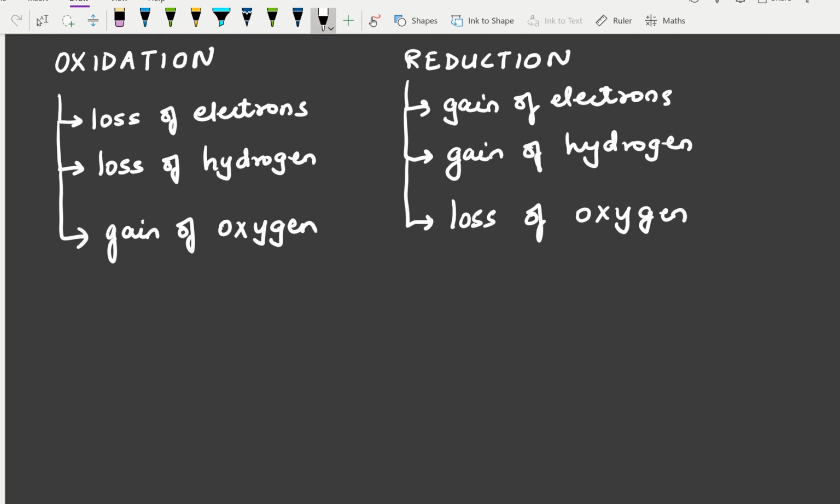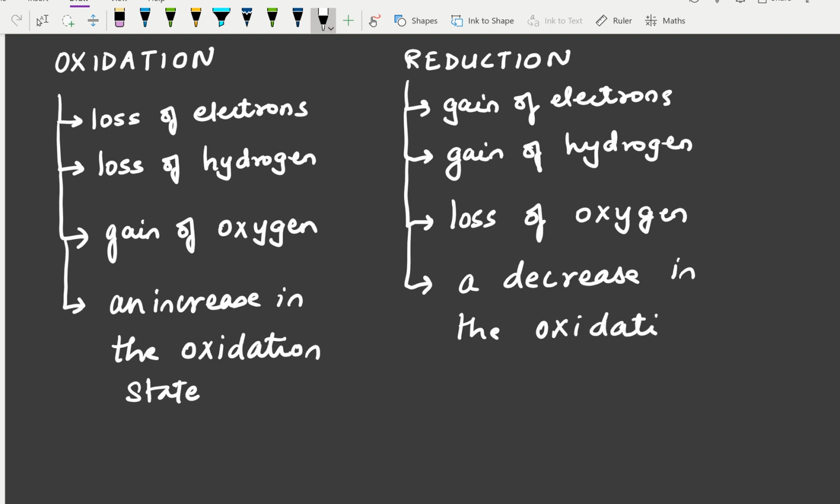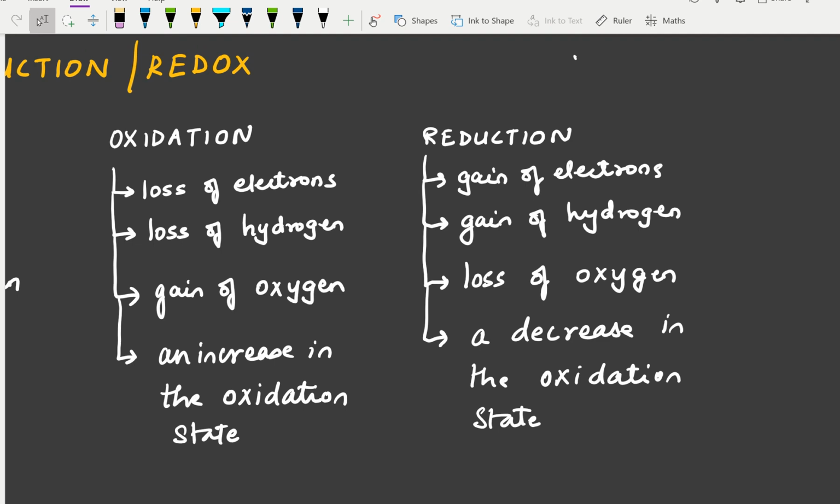And then the last definition, it is an increase in the oxidation state or oxidation numbers, you may say. So reduction is the opposite. It is a decrease in the oxidation state or oxidation numbers, again, like I told you. So these are the 4 definitions of oxidation and reduction.